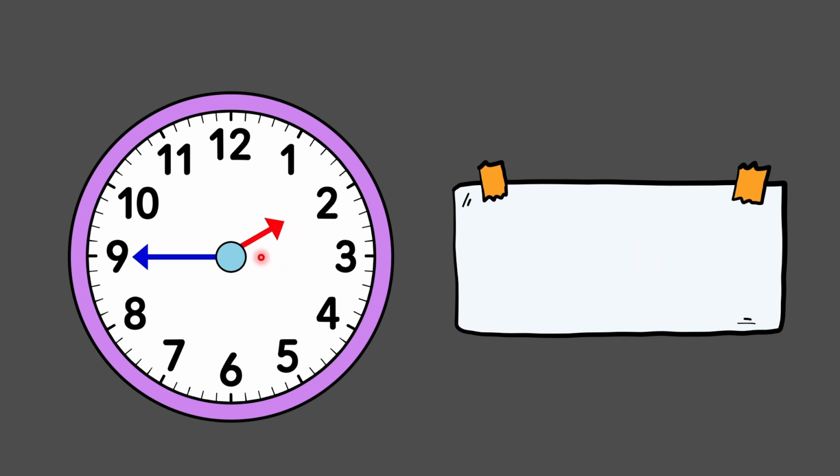Now here the hour hand is between 1 and 2. It hasn't reached 2 yet. So the hour is still 1. The minute hand points to 9. It means 45 minutes have passed. So the time is 45 minutes past 1. But it also means that we are just 15 minutes away from 2. So instead of saying 45 minutes past 1, we say quarter to 2. Because we are very close to the hour 2 here, we use quarter to 2.